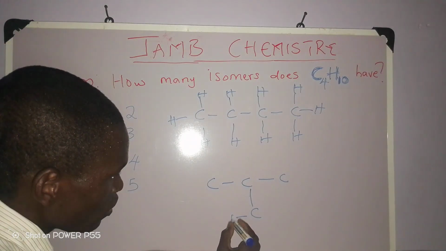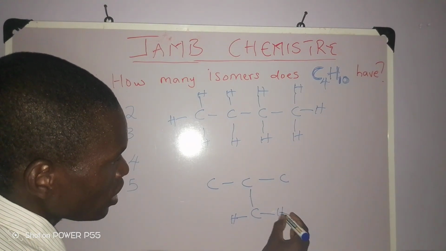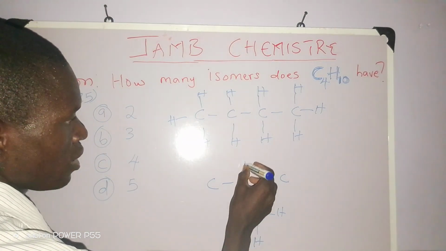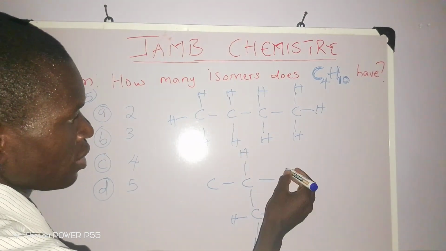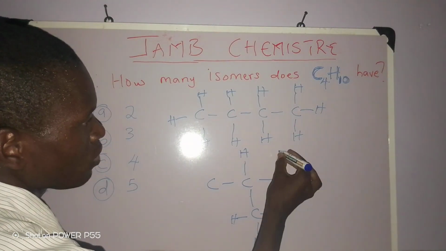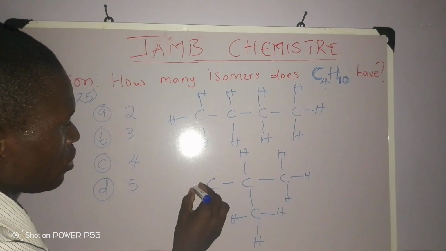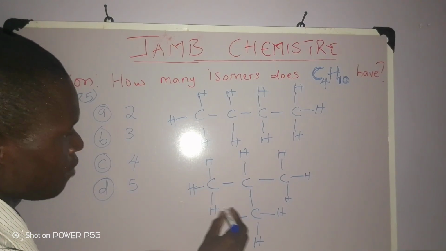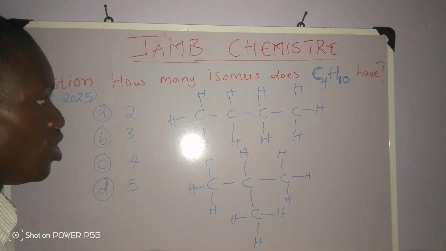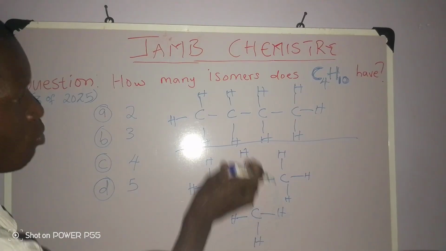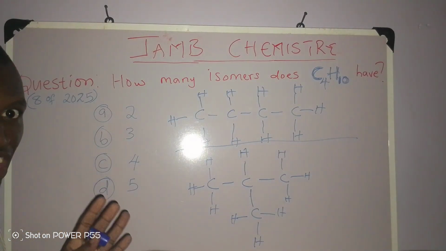So I will have 1 hydrogen here, another hydrogen here, another hydrogen here, and the others likewise, another hydrogen here, another one here, another one here. Yes, so this is it. If you look at it, don't be confused. This is one compound, this is another compound. So look at the arrangement carefully.